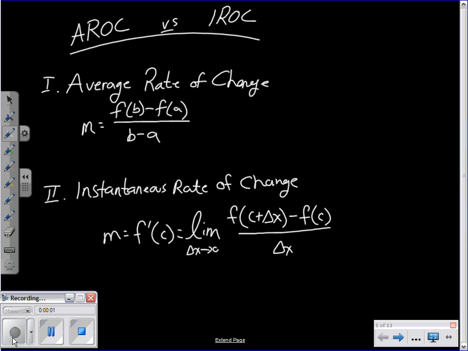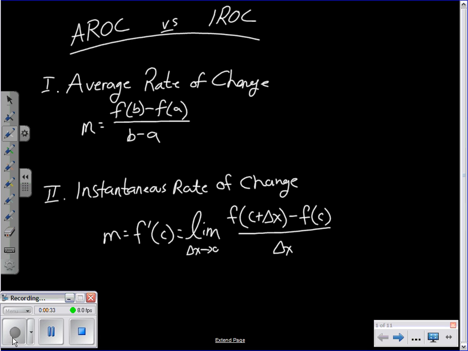In this lesson, we're demonstrating the difference between an average rate of change and an instantaneous rate of change. Before we get started, remember an average rate of change is just the slope of a secant line, and we represent that as f of b minus f of a over b minus a. So given a function on a closed interval from a to b, we can find the slope that connects those two endpoints, and that's f of b minus f of a over b minus a, or rise over run.